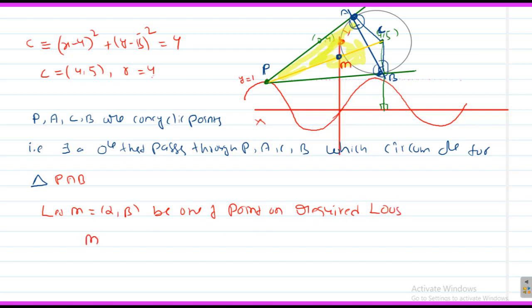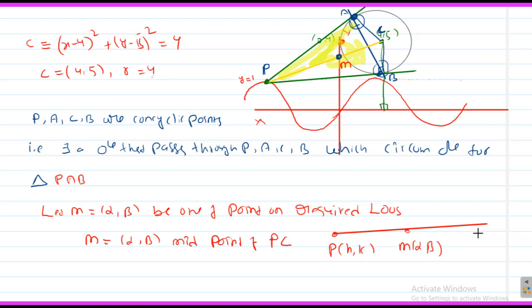So what is the meaning of this? M equal to alpha comma beta is the midpoint of P, C. For that circumcircle, PC becomes the diameter, since the angle in a semicircle is 90 degrees. The midpoint of the diameter is the center of the circle. So let P be taken here. Now I want to draw a separate diagram. This is P, say H comma K. This is M, alpha comma beta. This is C, already given as 4 comma 5.